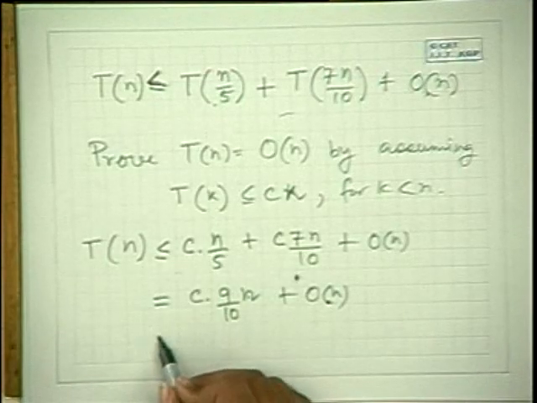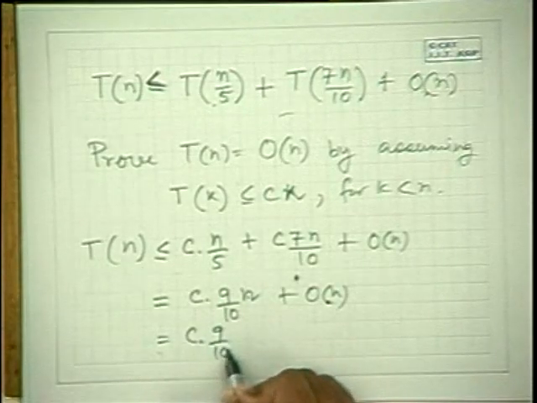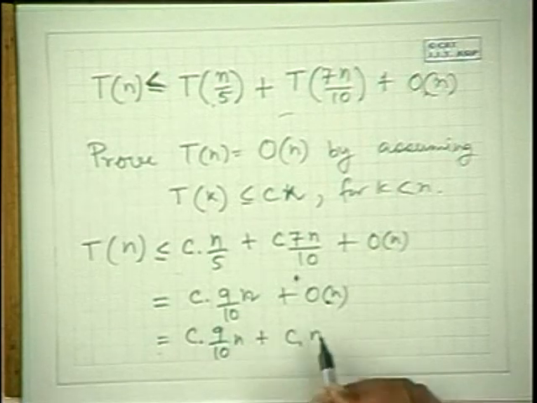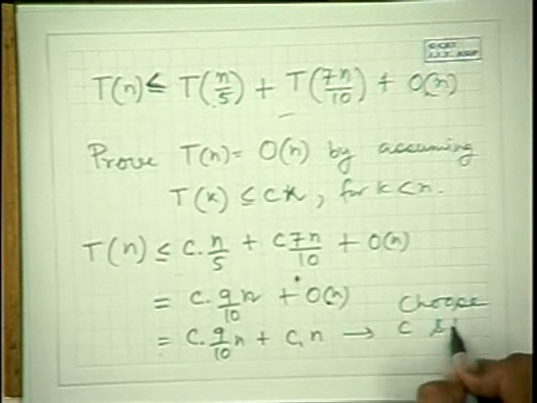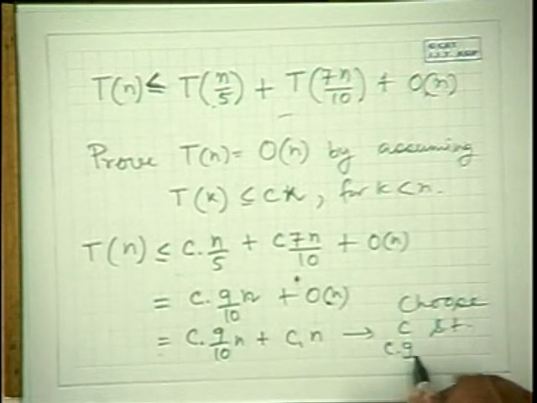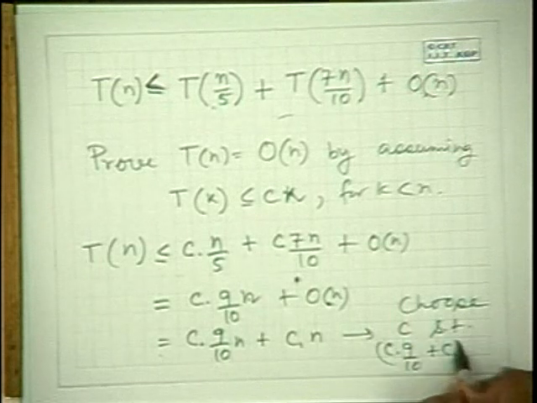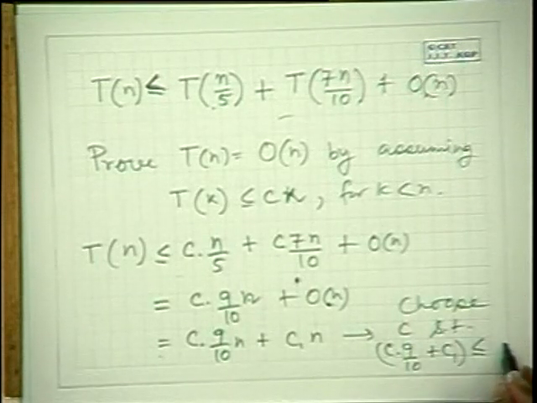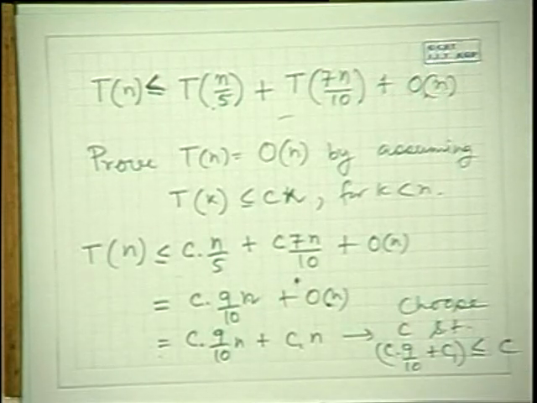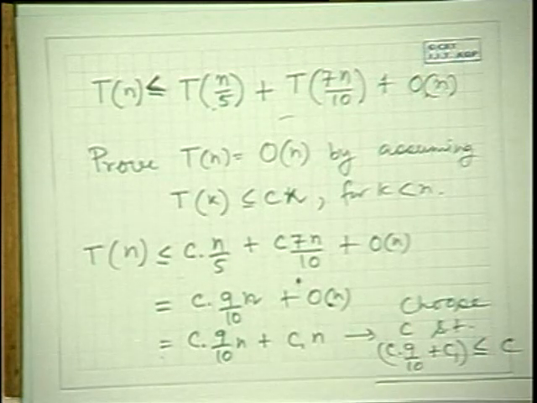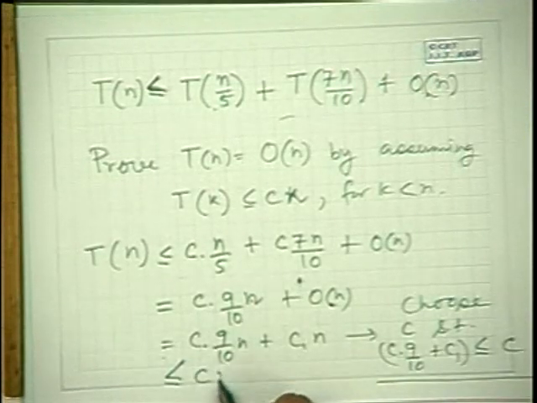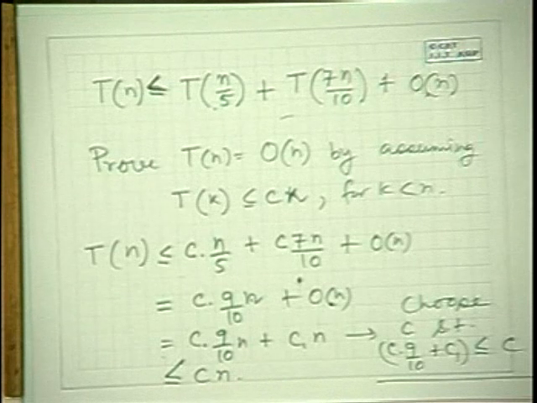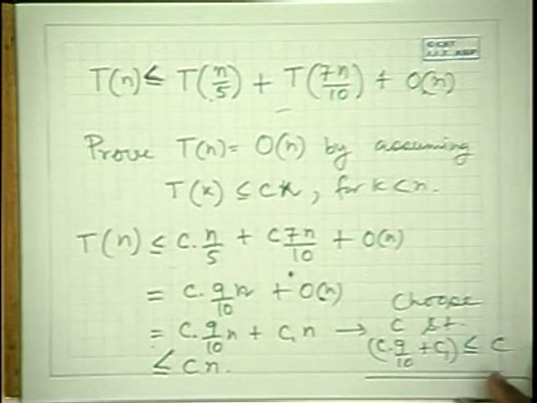So this is like C 9 over 10 n plus some C1 n. So I have to choose C such that C 9 over 10 plus C1 is less than C. I have to choose C like that, and that I can always do for any positive C. So choose that way, and this will be less than or equal to Cn. So it is order of n, this entire algorithm.